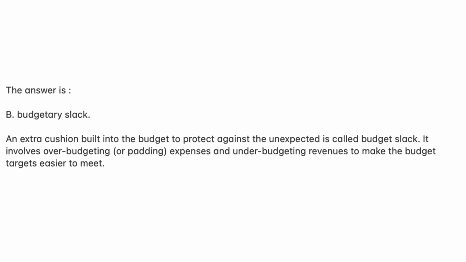Budgetary slack. An extra cushion built into the budget to protect against the unexpected is called budget slack. It involves over-budgeting or padding expenses and under-budgeting revenues to make the budget targets easier to meet.